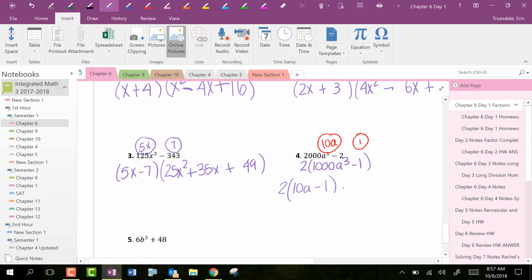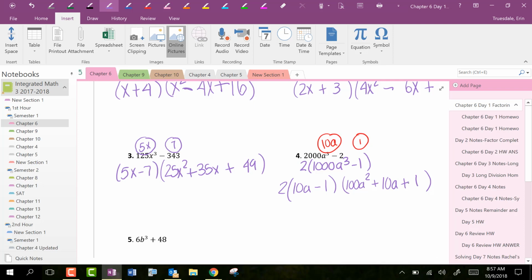Minus 1. Then I square 10a. So 10a times 10a, 100a squared. Then I square 1. 1 times 1. Oh, good. I thought you didn't know that. And then we got 10a times 1 in the middle. So 10a, just in the middle. Sign-wise, same sign, opposite sign. So what should go here? Plus, always positive. Questions?